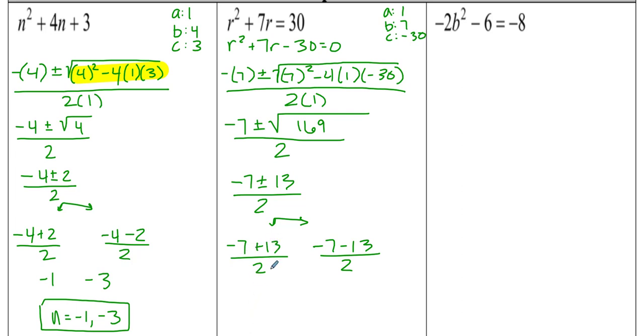So negative 7 plus 13, that's going to give me 6 over 2. This is going to be negative 7 minus 13, which is negative 20 over 2. And then once I go ahead and simplify those, this becomes what, 3, and this becomes negative 10. So 3 and negative 10. Those are my solutions.